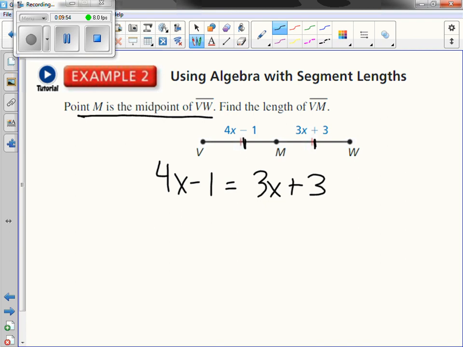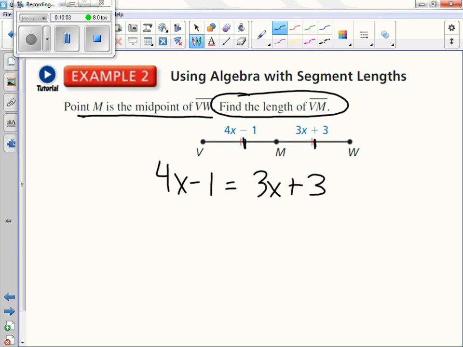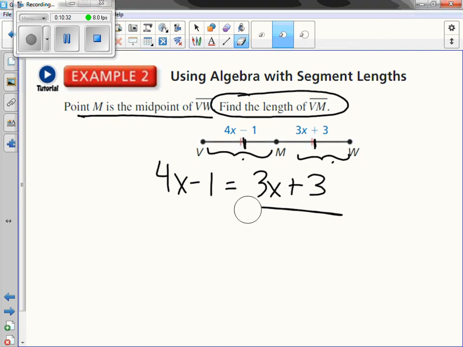Now, the reason we're doing this is, I'm trying to solve it. We want to find the length of VM. To find the length of VM, we solve for x. And once we find the value of x, we're going to plug it back in. So to find the value of x, we're using the fact that M is a midpoint. So these two segments, VM and MW, are the same. They are congruent. And since they're congruent, it means the lengths are the same. So we set them equal to each other to solve for the value of x. And once we find the value of x, then we can find the length of VM.